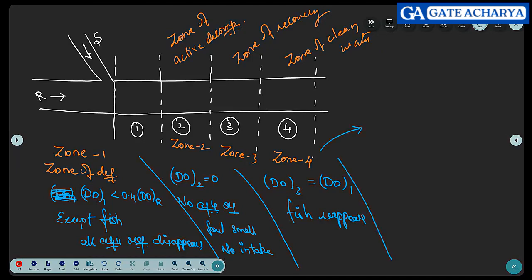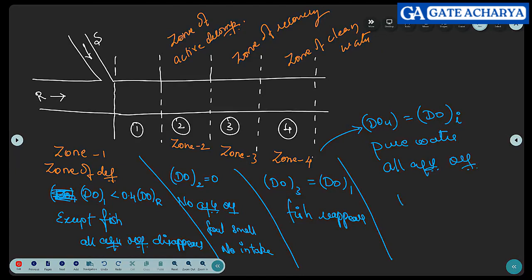Whereas in zone 4, the dissolved oxygen of the fourth zone is equal to the initial DO of the river. Whatever the initial river DO was, it will recover to that value. Okay, in this zone we will be getting pure water. All aquatic organisms will be there.